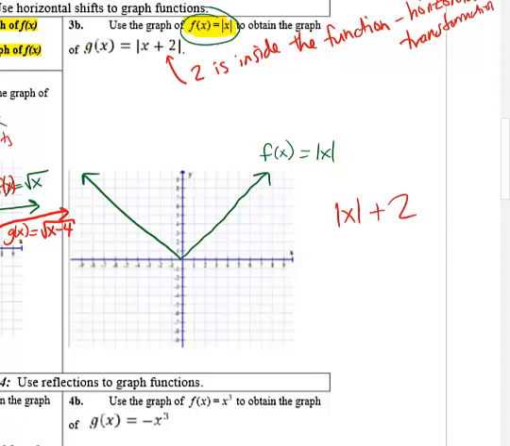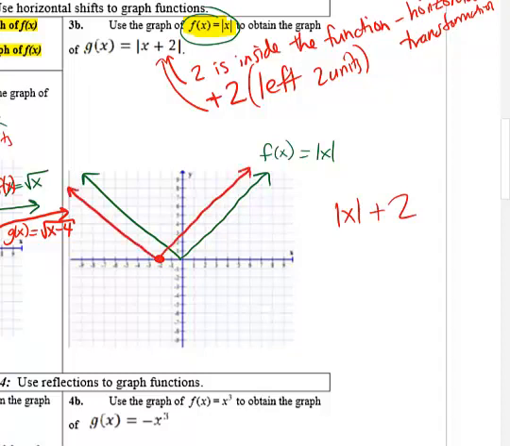Then I have to remember which way a positive 2 moves it. Well, like we said before, horizontal transformations move the opposite way of what you would think. I would think if I'm moving either left or right and I have a positive 2, right is the positive direction, so that would be the way to go, but it's actually left. So I'm going to go left 2 units. Imagine this V shape going left 2 units. Then it would start at x equals -2 instead of x equals 0, and then it would make its V shape. So this guy would be the one we want, g of x equals absolute value of x plus 2.